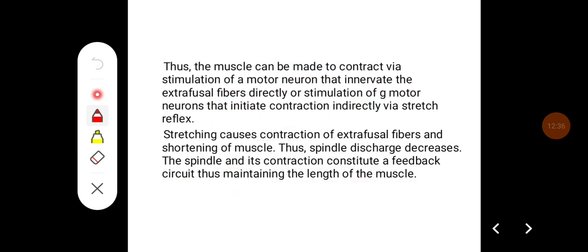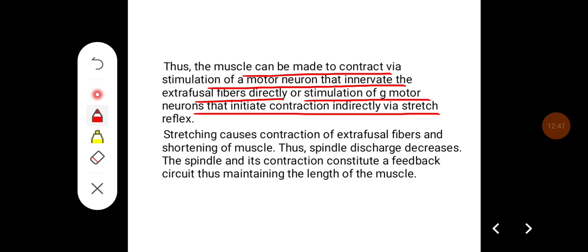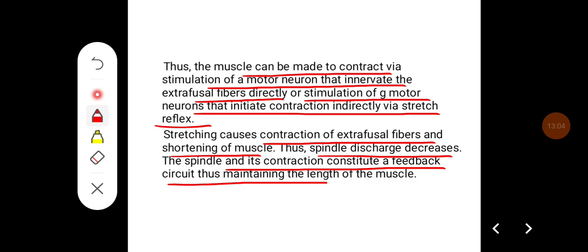Thus, muscle can be made to contract via stimulation of a motor neuron that innervates the extrafusal fibers directly, or stimulation of gamma motor neurons that initiate contraction indirectly via stretch reflex. Stretching causes contraction of the extrafusal fibers and shortening of the muscles. Thus, spindle discharge decreases. The spindle and its contraction constitute a feedback circuit, thus maintaining the length of the muscle fiber.